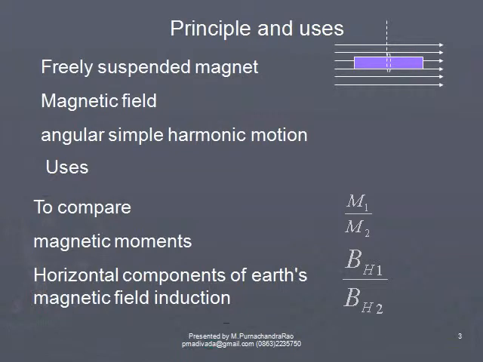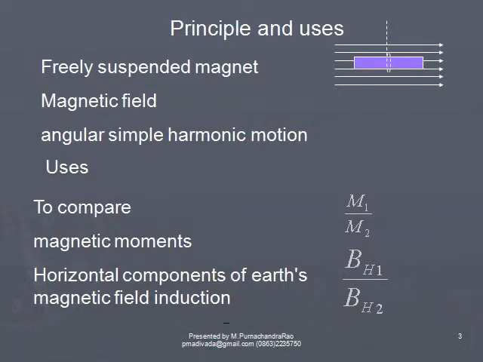The principle used in vibration magnetometer is a magnet suspended freely in a uniform magnetic field. If displaced horizontally slightly from its equilibrium position, it executes angular simple harmonic motion. This is the principle on which vibration magnetometer works.